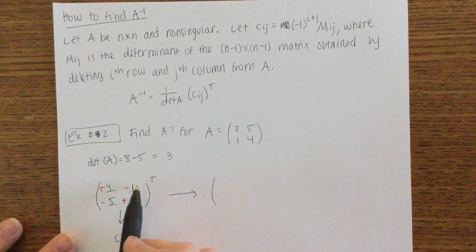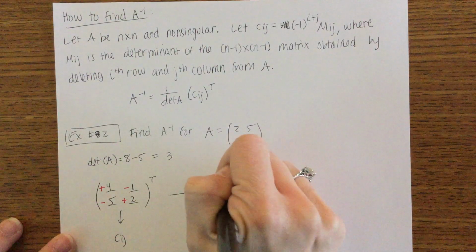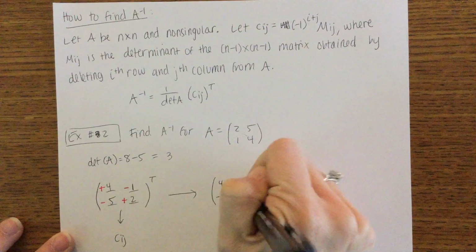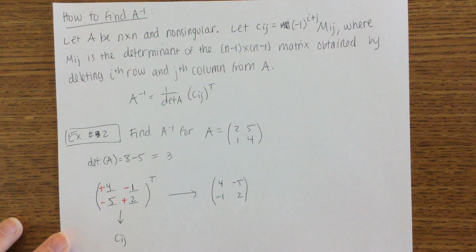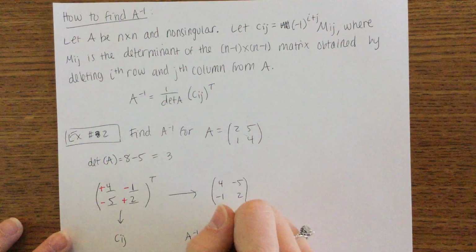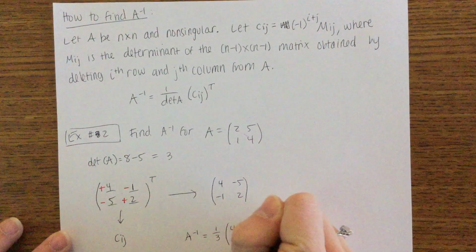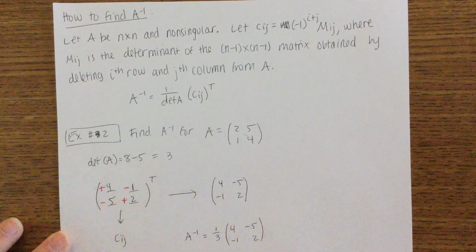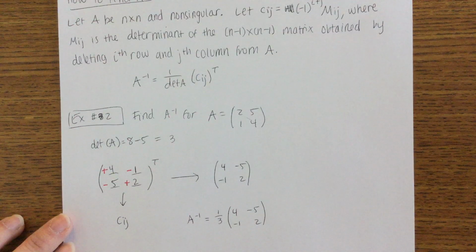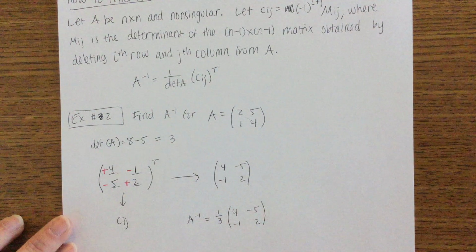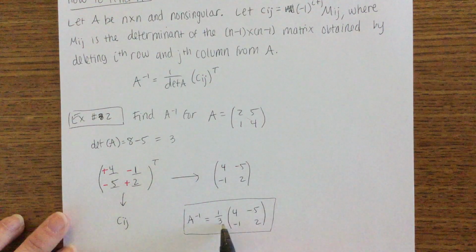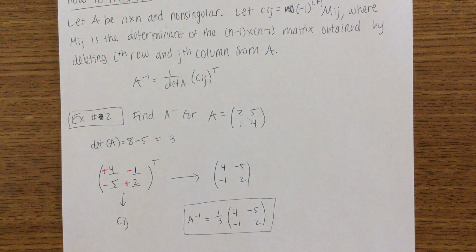Okay, transpose. So this row becomes a column. So this is 4, -1. This row becomes a column. So -5 and 2. So finally our inverse is 1 over the determinant of A. So 1/3 times 4, -5, -1, 2. Now, you could multiply the 1/3 into everything. I think that makes it look a little bit messy. So oftentimes we just leave the constant out in front.